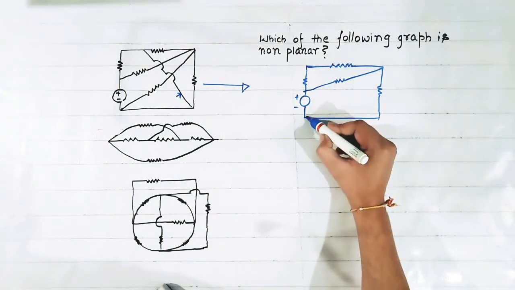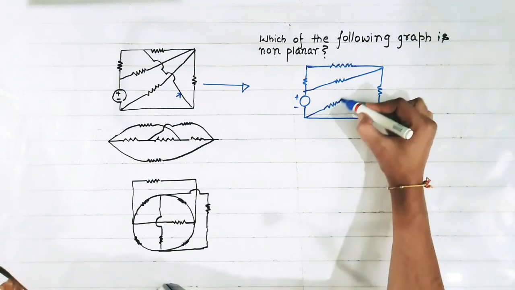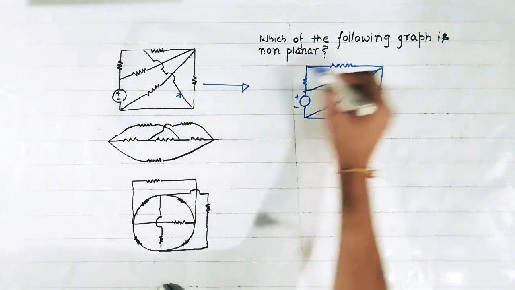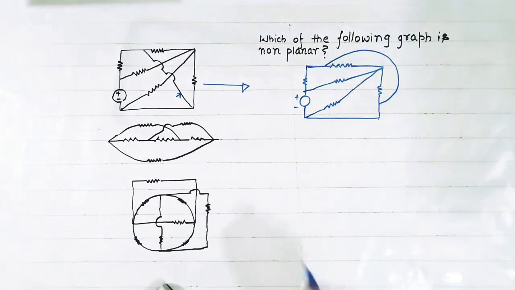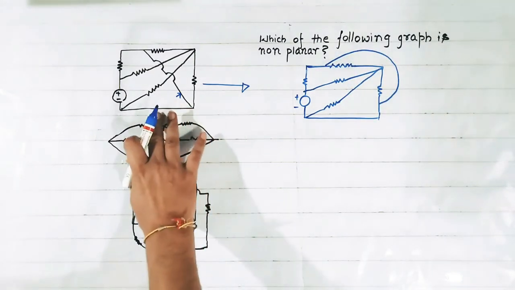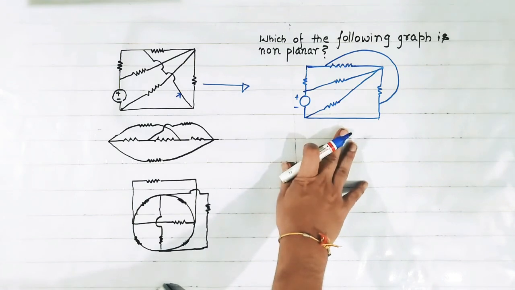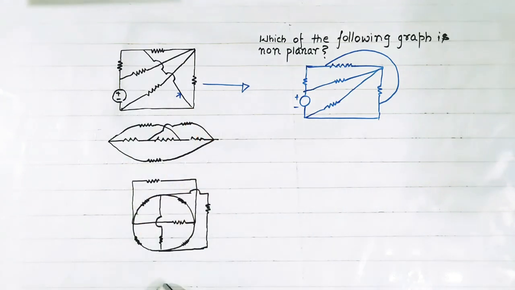This is resistance, and this branch can be represented like this. So this graph can be represented like this, which is planar. So it is a planar graph.